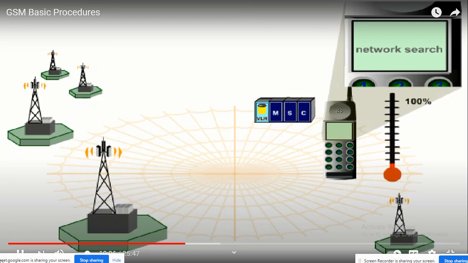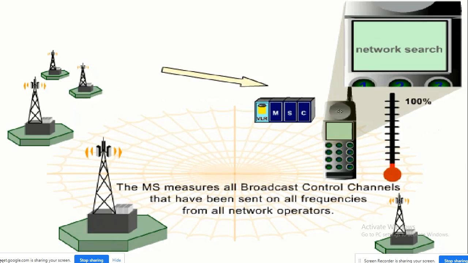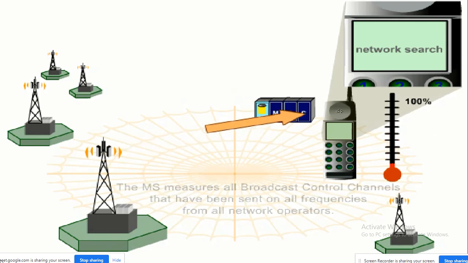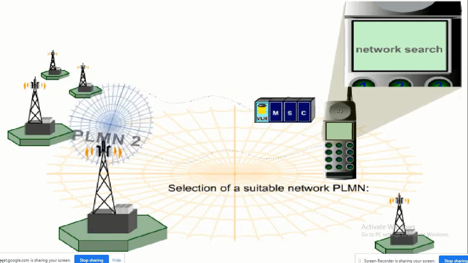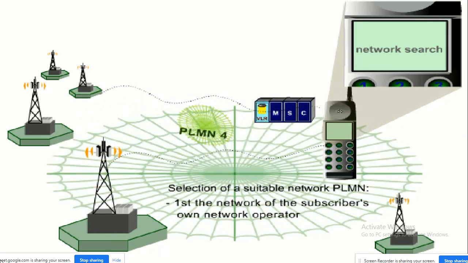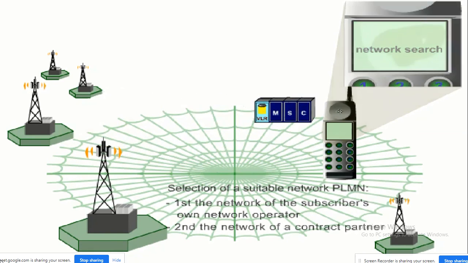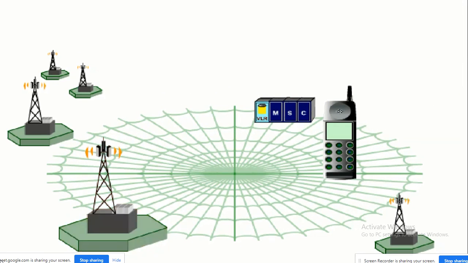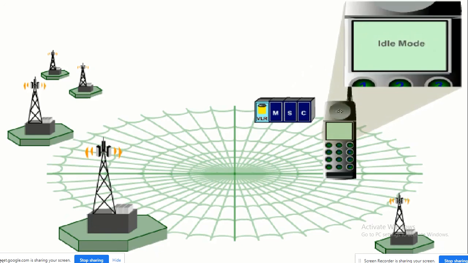To select the radio cell, the mobile station measures all broadcast control channels that have been set on all frequencies from all network operators. Then a suitable network, PLMN, authorized by the subscriber is selected. In the home country, this is first only the network of the subscriber's own network operator, then the network of a contract partner. Now the mobile can select a suitable cell from several possible cells. After a successful location update, the mobile station is in idle mode. Let's have a closer look at the location update procedure.